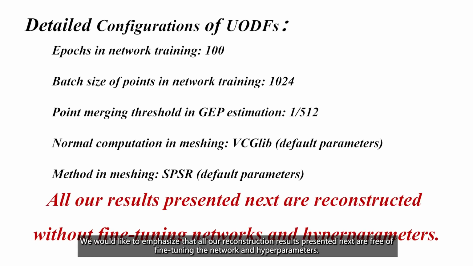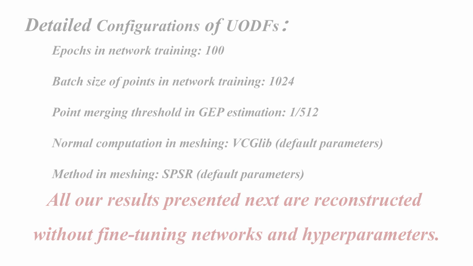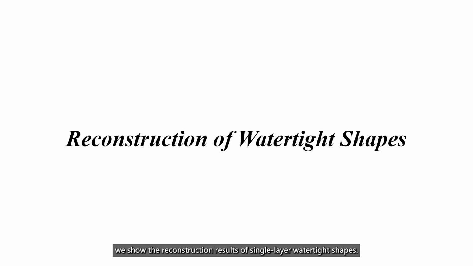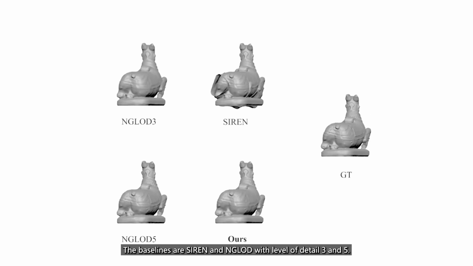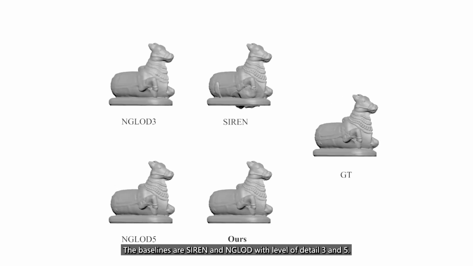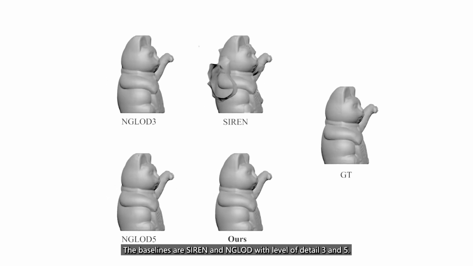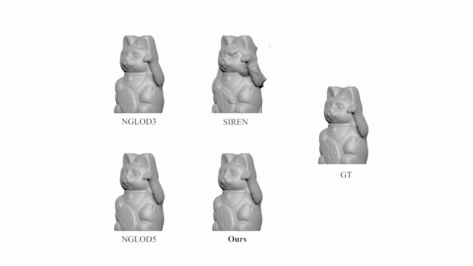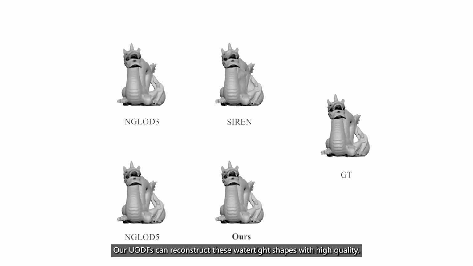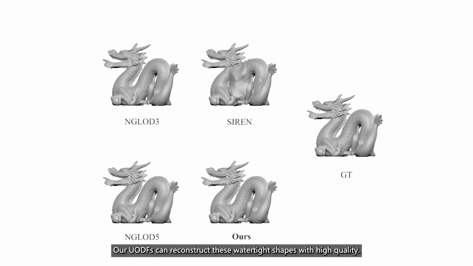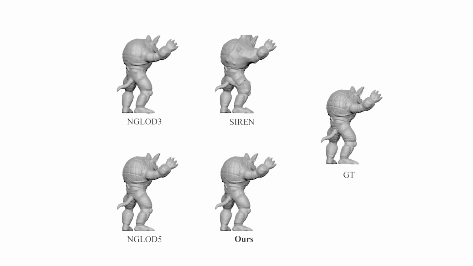We would like to emphasize that all our reconstruction results presented next are free of fine-tuning the network and hyperparameters. First, we show the reconstruction results of single-layer watertight shapes. The baselines are Siren and GLOD with level of detail 3 and 5. Our UODFs can reconstruct these watertight shapes with high quality.